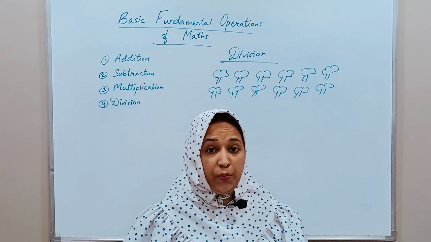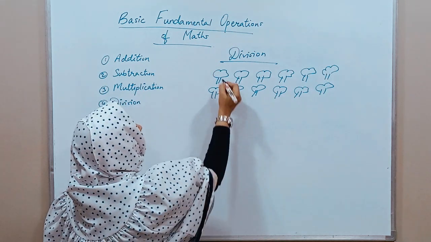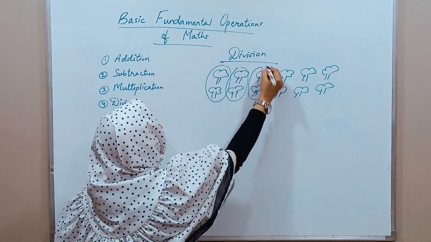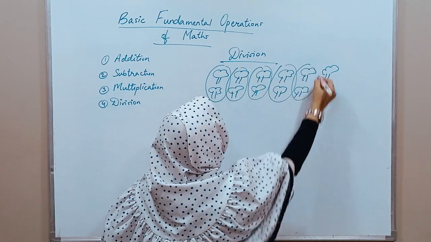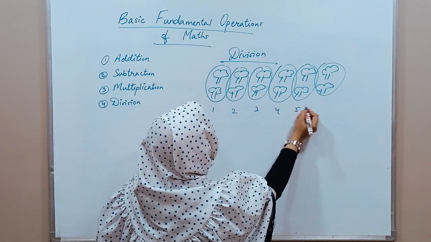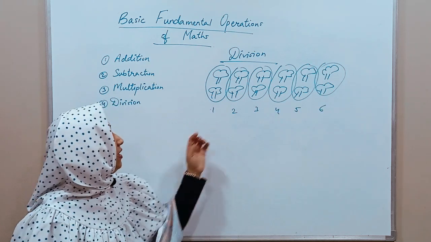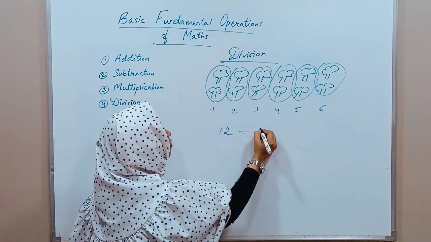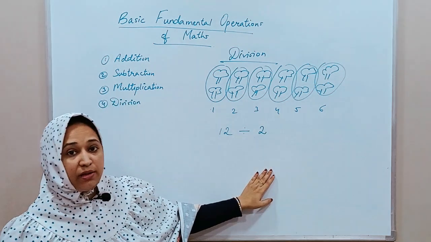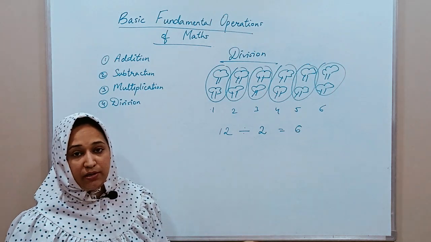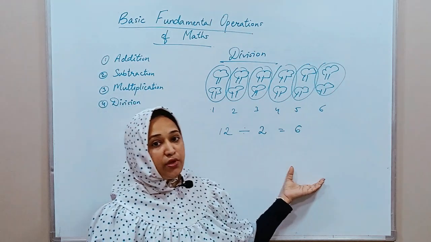a group of 2. So this will be one group, second, third, fourth, fifth and sixth. So we have 6 groups here. So if I say I am dividing 12 into groups of 2, how many groups do we get? We get 6 equal parts, right? So this is how division works.